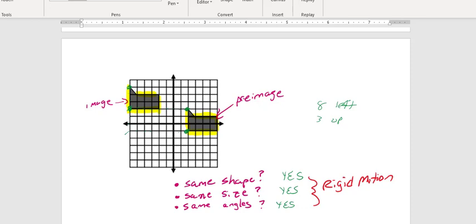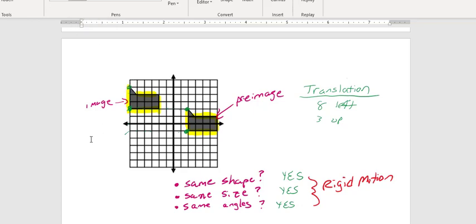So based on that, we can tell that this is a translation that went 8 left and 3 up. And when that translation happened, it gave us the same shape, the same size, and all the same angle measures. And this is basically the idea of what we're looking at.